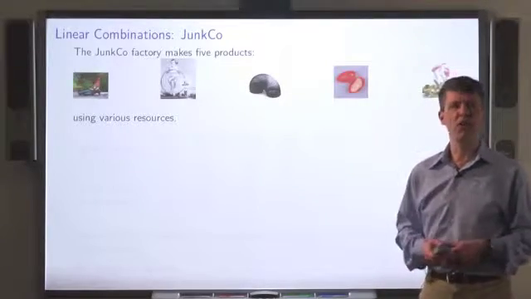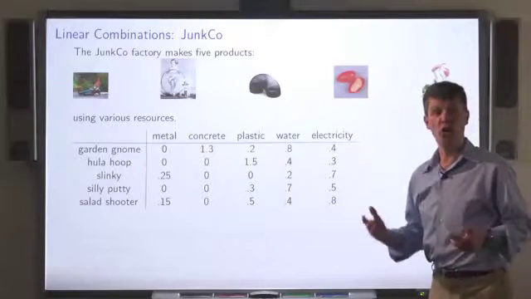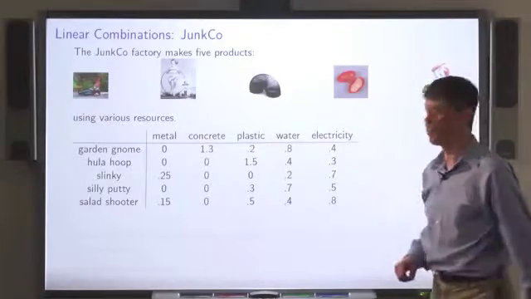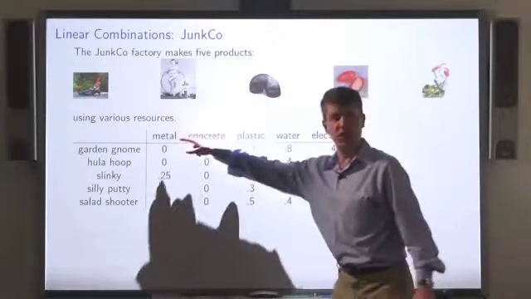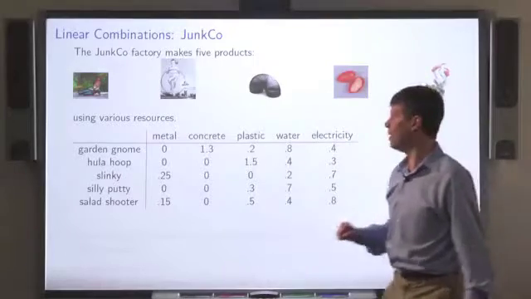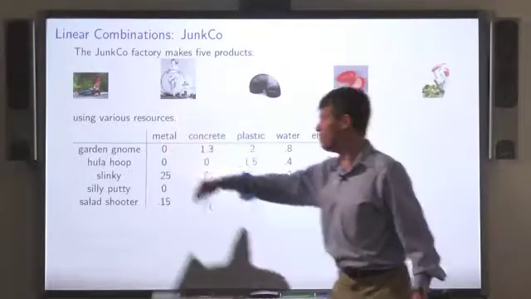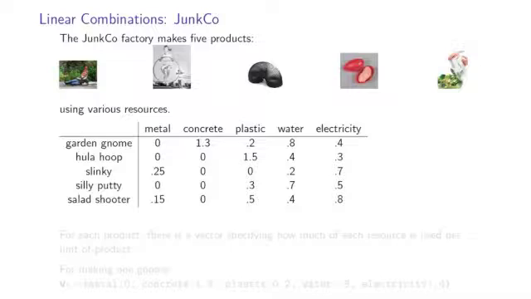There's a factory called Junko that makes a bunch of products: a garden gnome, a hula hoop, and so on. Here's a table that specifies for each product how much it uses in each of 5 resources. For example, making a garden gnome takes 0 units of metal, 1.3 units of concrete, and so on.